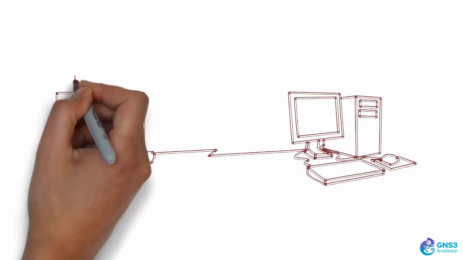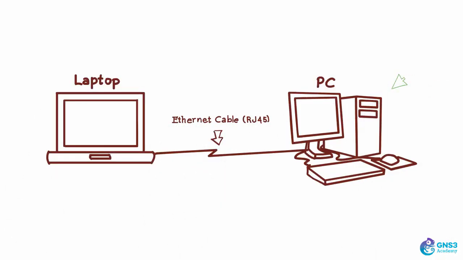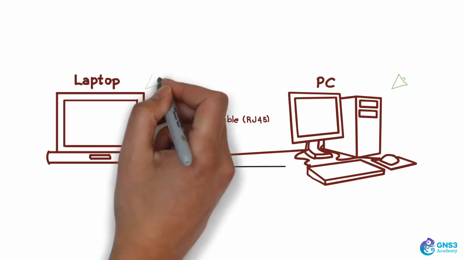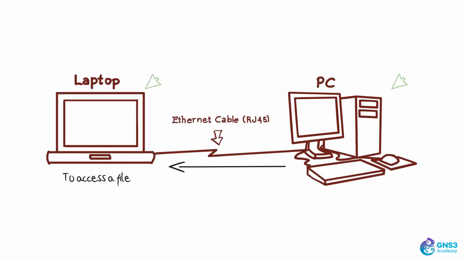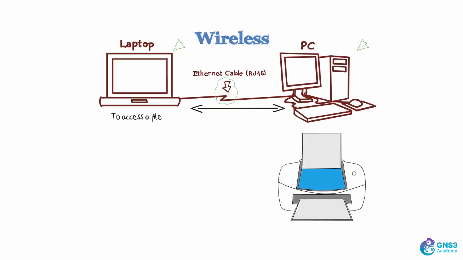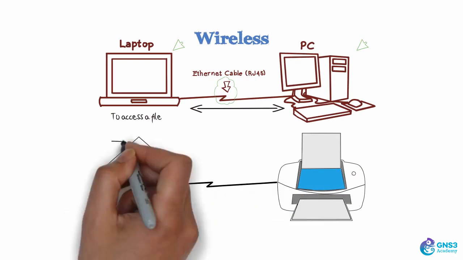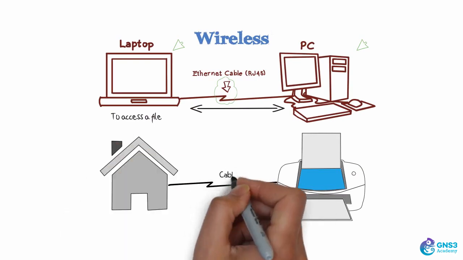In its most simplest form, you may have a PC and want to share a file with someone else. So a laptop is able to access a file shared on a PC across a physical cable, or more and more these days using wireless. Another example may be a printer. You may have a printer and want to print to that printer across a wireless network at home or by physically connecting a cable to the printer.